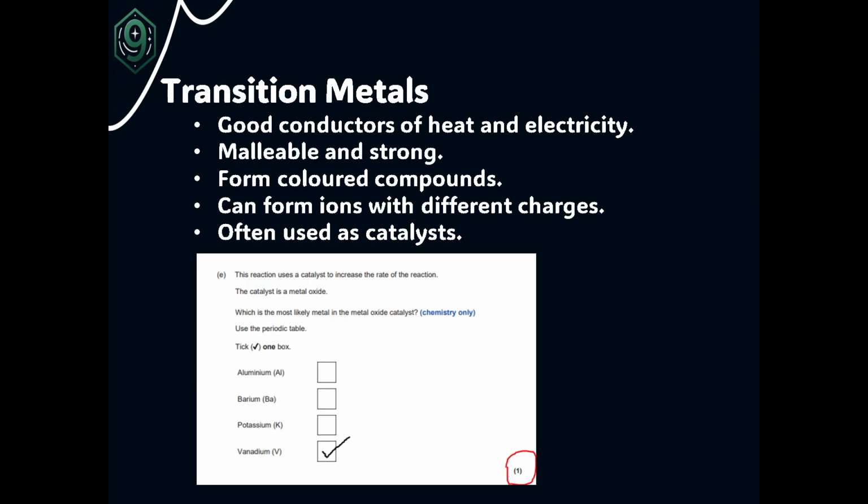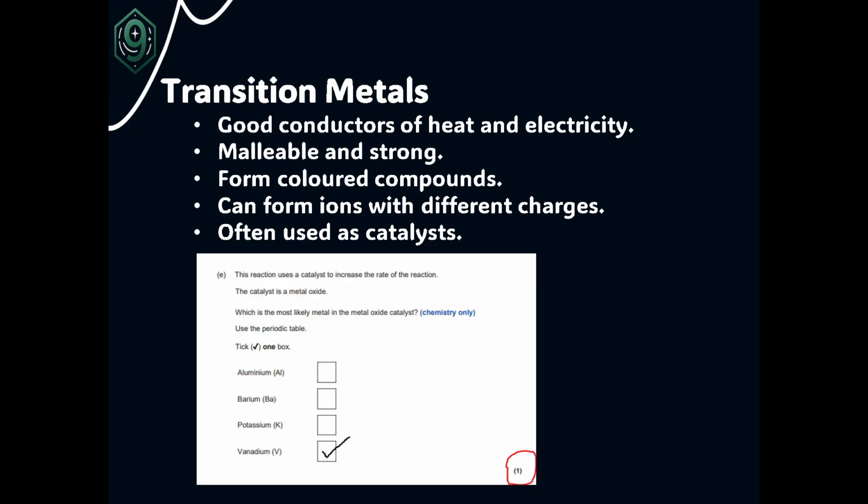Next, moving on to transition metals, which live in the middle of the table. These are your classic metals like iron, copper, nickel. They've got a few special properties. They're good conductors of heat and electricity. They're strong and malleable, meaning that they can be hammered into shape. They form colored compounds like copper sulfate being blue. However, that does go a bit into A level, but it's good knowledge to have.